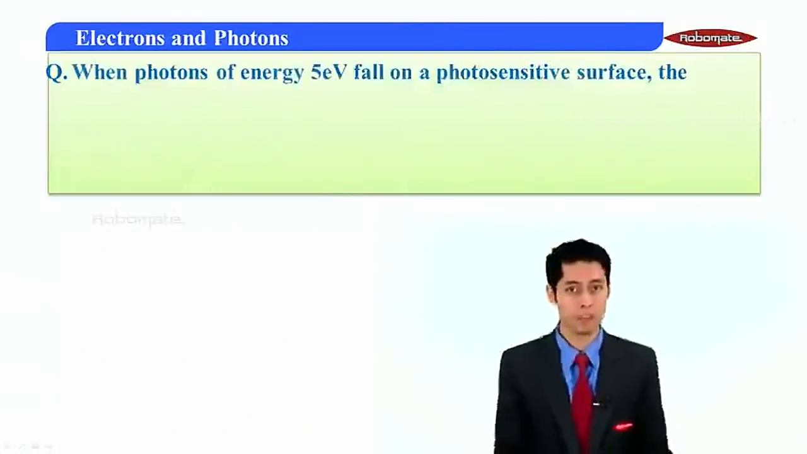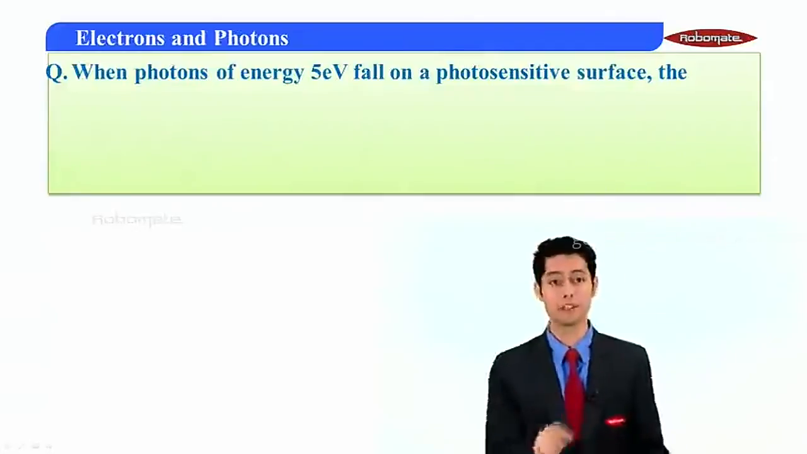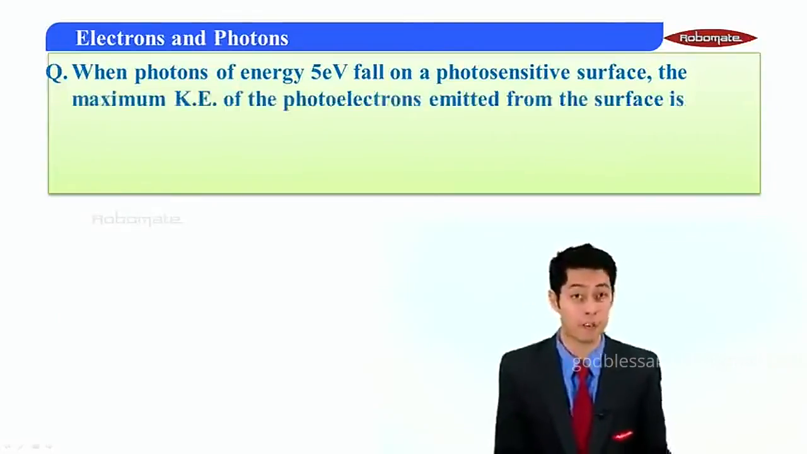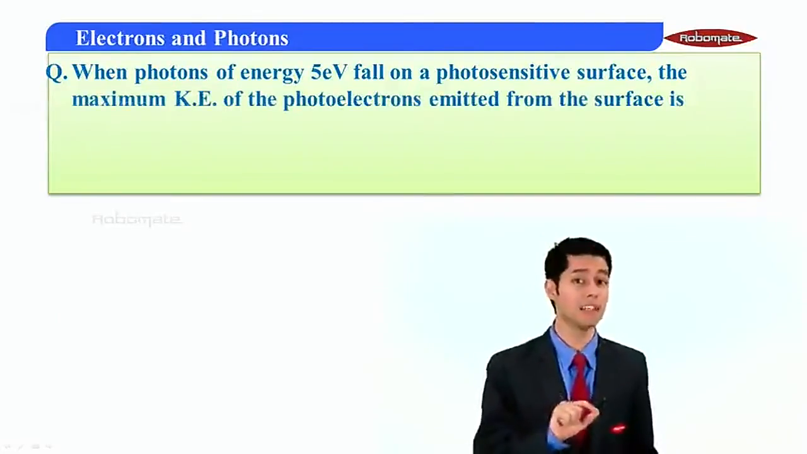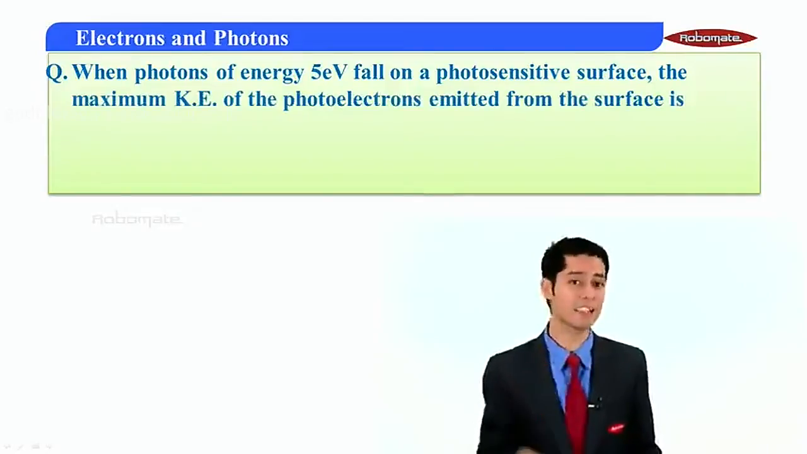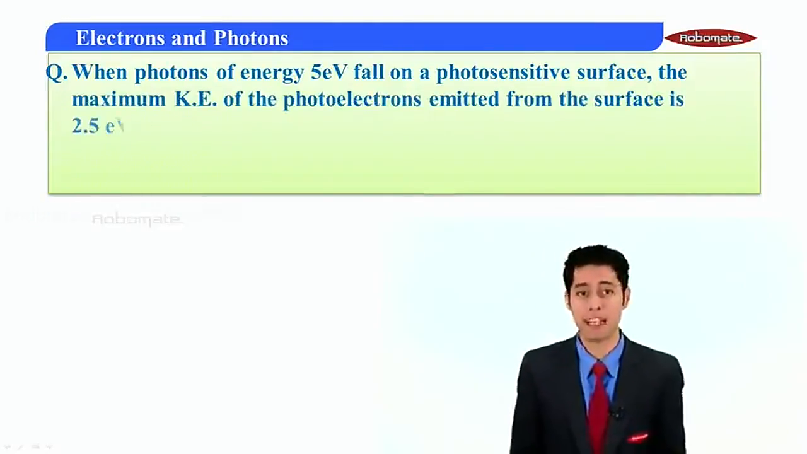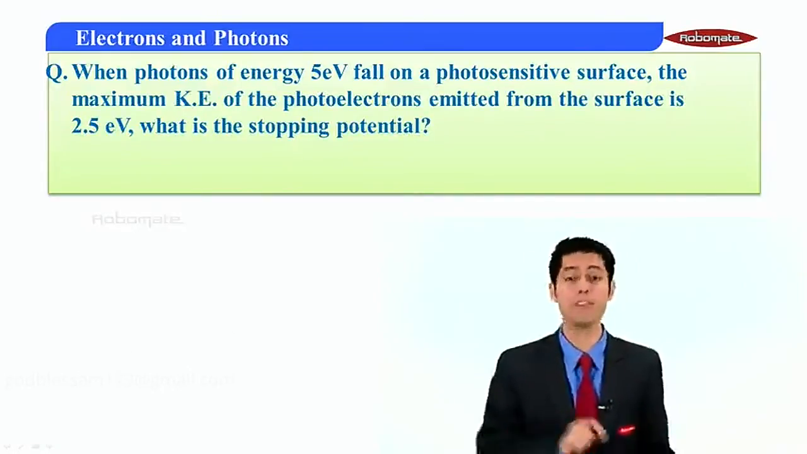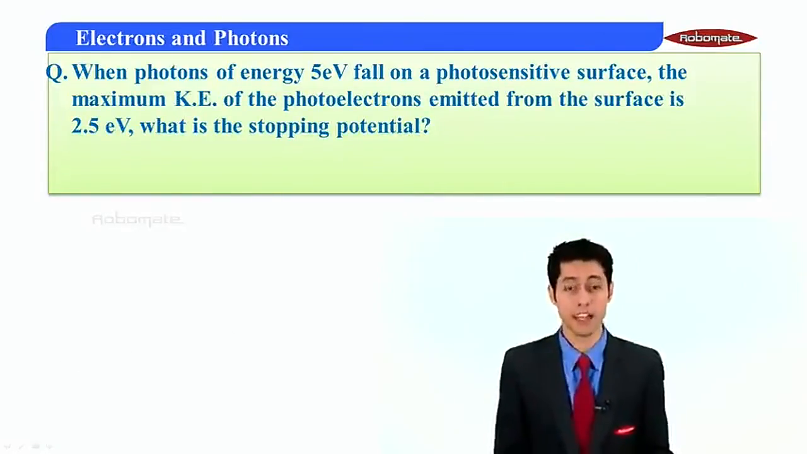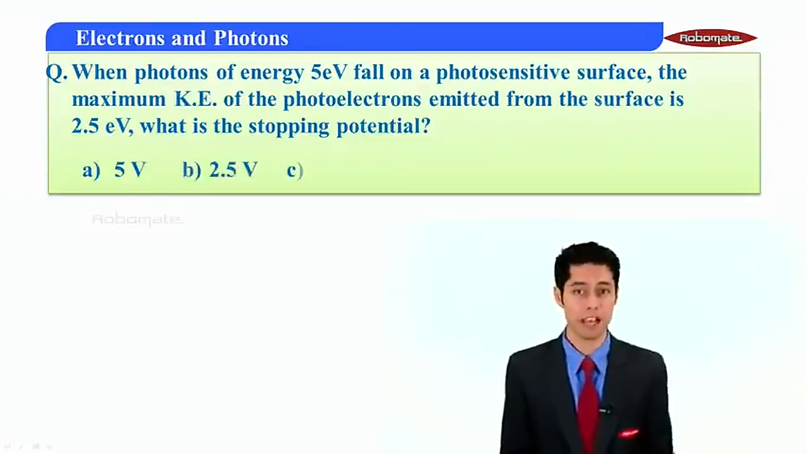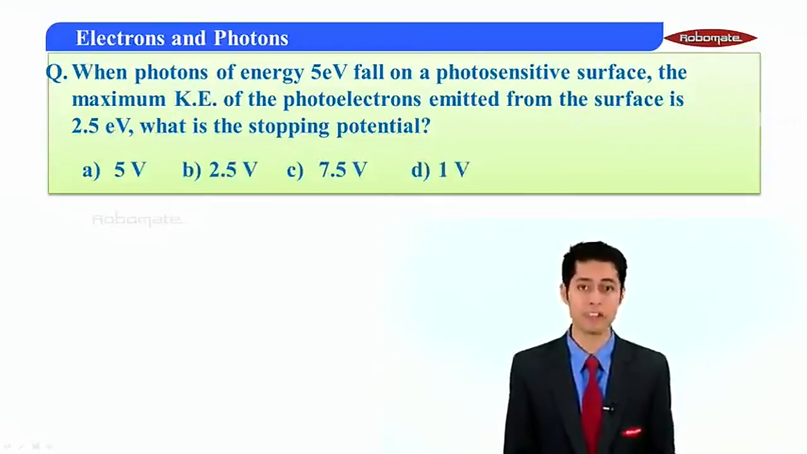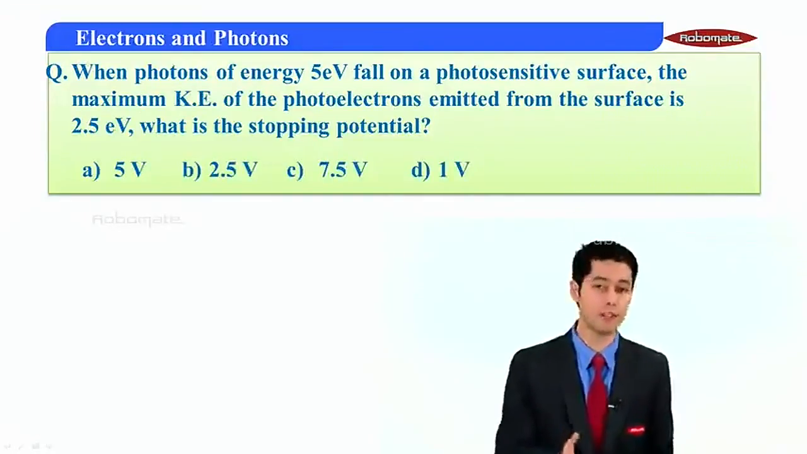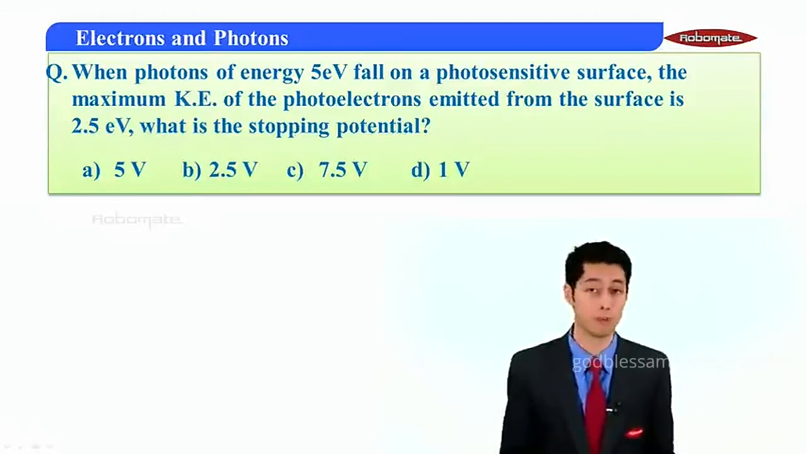In this problem, what is given to us is that there are photons which have energy 5 electron volt which fall on a photosensitive surface. That means energy is given to you. The maximum kinetic energy of the photoelectrons emitted from the surface is 2.5 electron volt. Now they are asking us the stopping potential, and there are options which are given to us, that is 5 volt, 2.5 volt, 7.5 volt and 1 volt.